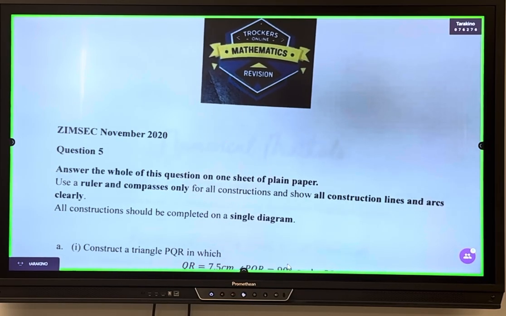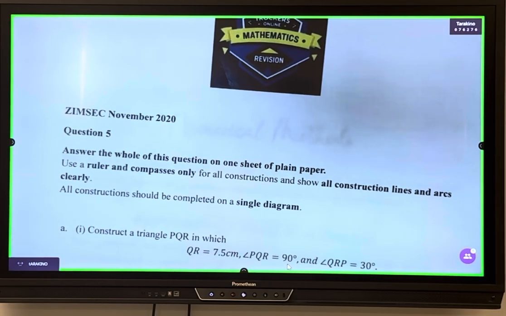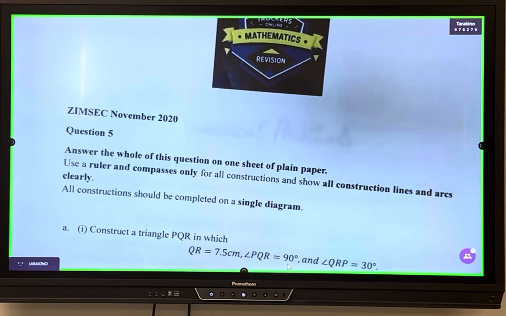Today we want to tackle a geometrical constructions and locus question from November 2020 ZIMSEC. Answer the whole of this question on one sheet of plain paper. Use a ruler and compasses only for all constructions and show all construction lines and arcs clearly. All constructions should be completed on a single diagram.